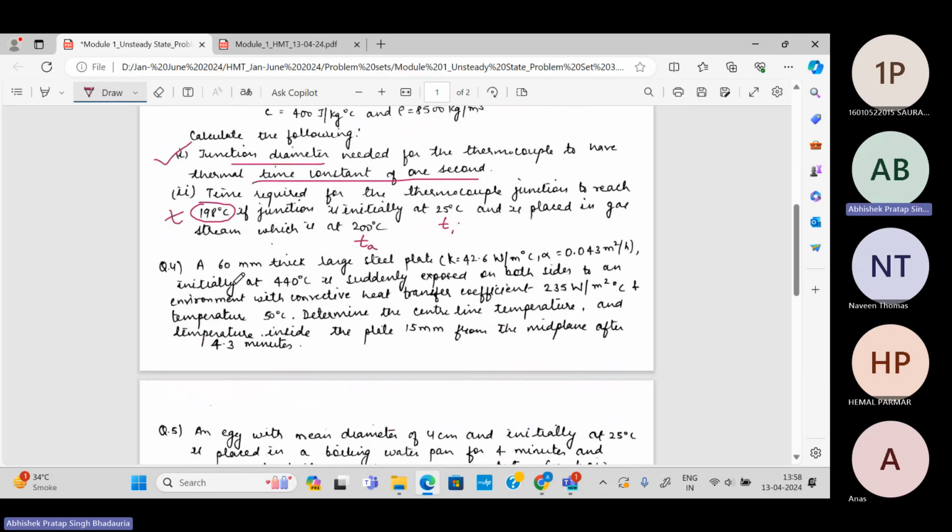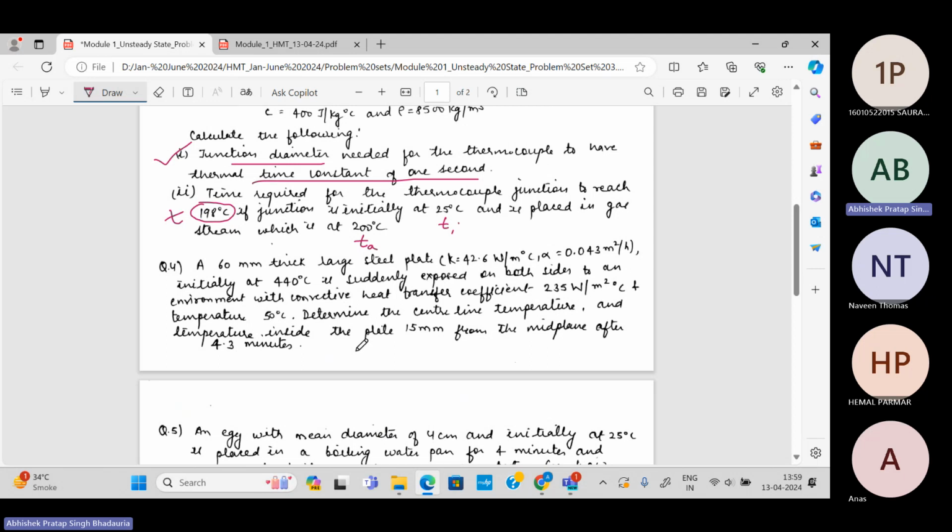Just read the problem. A 60 mm thick large steel plate, thermal conductivity is given as 42.6 watt per meter degree Celsius, alpha is 0.043 meter square per hour. Initially at 440 degrees Celsius, it is suddenly exposed on both sides to an environment with convective heat transfer coefficient 235 watt per meter square degree Celsius and temperature 50 degrees Celsius. We have to determine the center line temperature and the temperature inside the plate 15 mm from the mid plane after 4.3 minutes. So this is the problem.